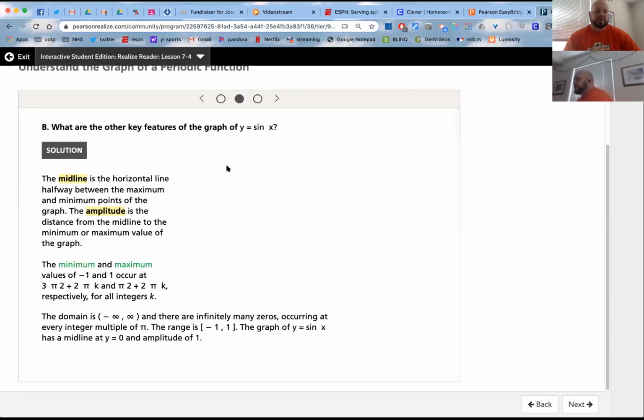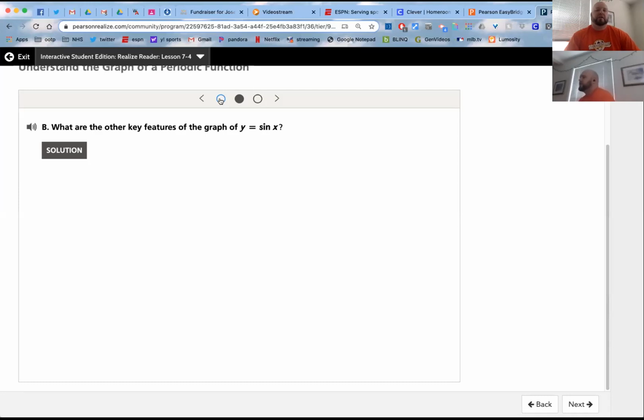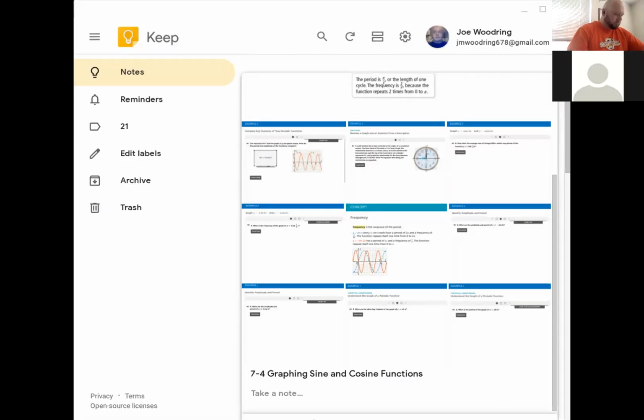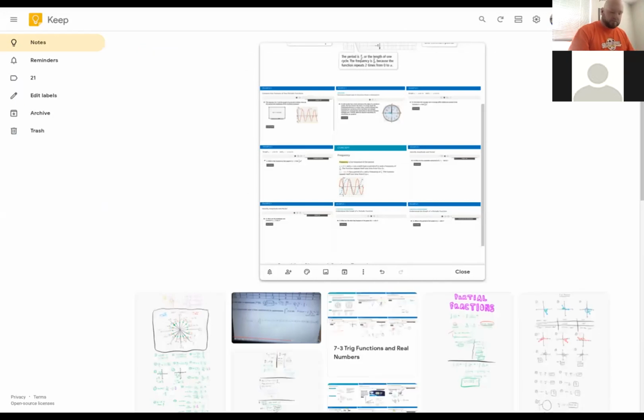All right, let's see what our second part is. Other key features of a graph. So I'm actually going to jump over and get into editing on my screen now. So we're going to jump over to the other computer. And I need to get this thing to show up.